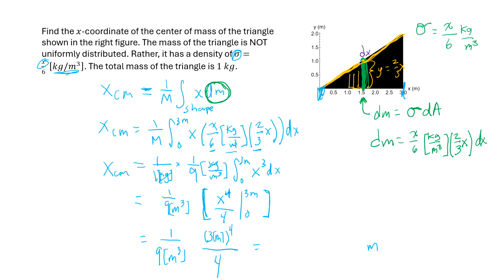3 to the 4th is, well, 3 squared times 3 squared, or 9 times 9. One of those 9s will cancel, and we're left with 9 over 4 meters, and that's our answer for the x-coordinate of the center of mass.